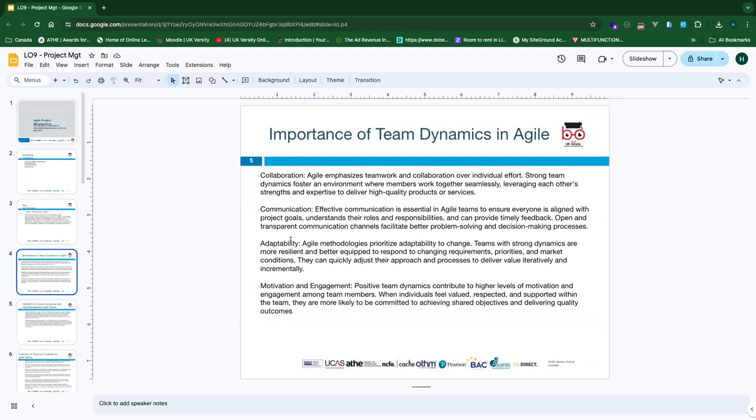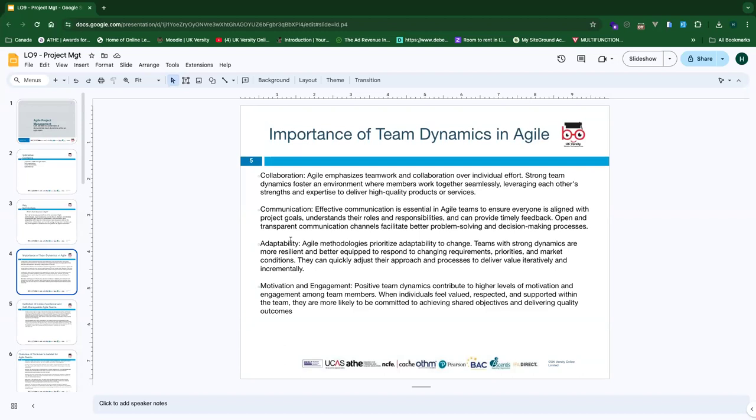The next one, adaptability. Agile methodologies prioritize adaptability to change. Teams with strong dynamics are more resilient and better equipped to respond to changing requirements, priorities, and market conditions. They can quickly adjust their approach and process to deliver value iteratively and incrementally. In any environment you find yourself in, you must be able to adapt to change. You can't say you don't want to try something new out. You must be able to adapt and try new things out. That's what that means.